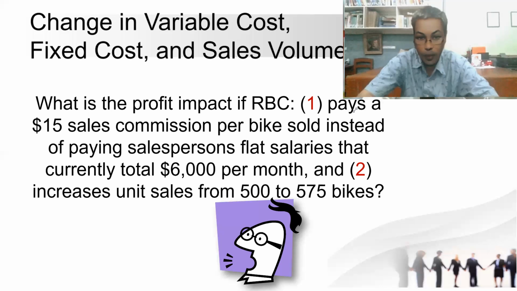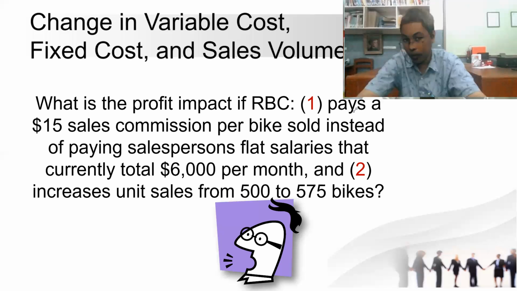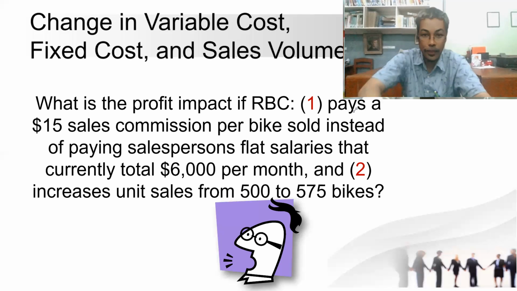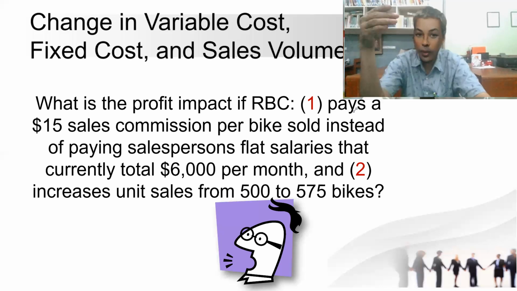And number two, increases unit sales from 500 to 575 bikes. So we have to consider these effects. There are two effects. Number one, paying commission rather than monthly salary. And number two, increasing sales from 500 to 575. Okay, let's go.